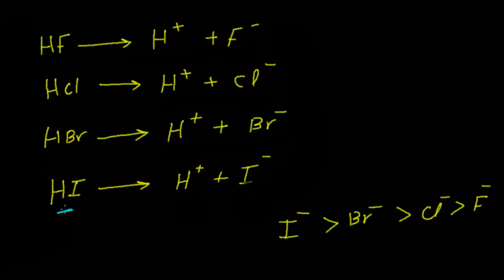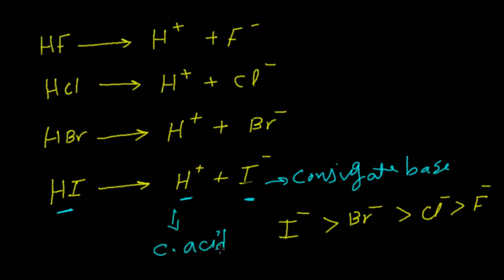For example, when hydroiodic acid dissociates into a proton and iodide ion, this iodide ion is called the conjugate base. And this proton is called the conjugate acid. And this applies for all other acids. The fluoride, chloride, bromide, and iodide ions are called the conjugate bases of the corresponding acids. And all these protons are called the conjugate acids.